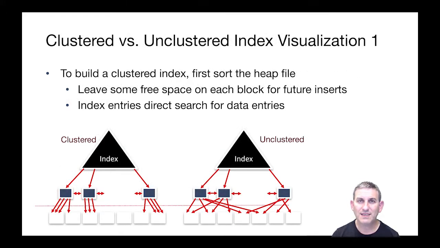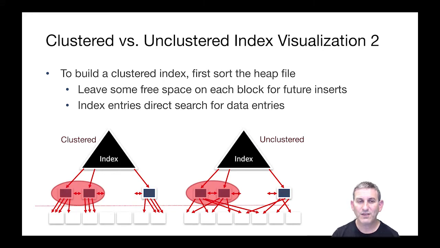So to see this, let's look at a picture. To build a clustered index, the way we're going to do it is first sort the heap file, leaving some free space on each block for future inserts. And then the index entries at the leaves of our index are going to direct search to take us to the data entries in the heap file. So on the left is a picture of a clustered index. On the right is the picture of an unclustered index. And I want you to focus on two important differences between the left and the right. Note that the dotted line is the divider between the index and the heap file. Things below the dotted line are in the heap file. Things above the dotted line are the index.